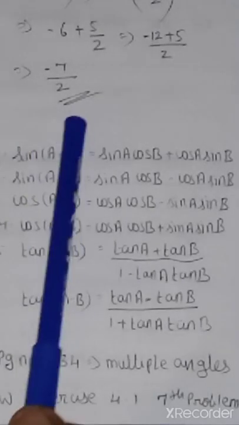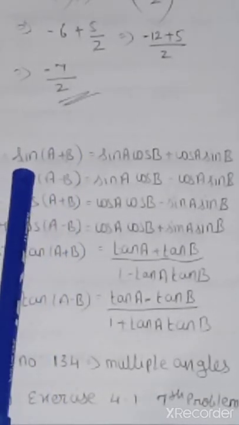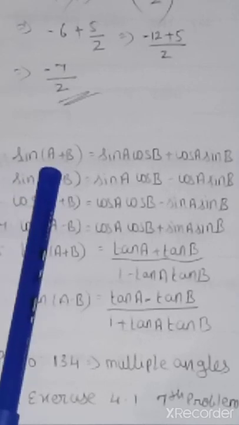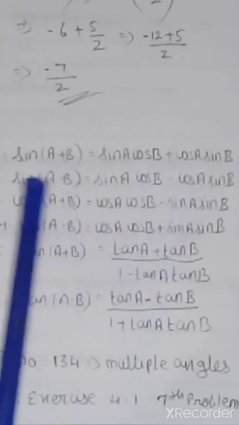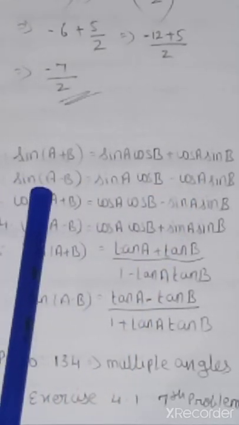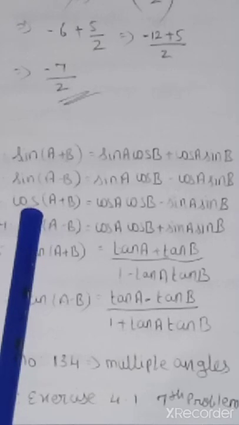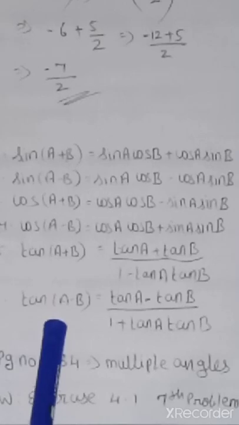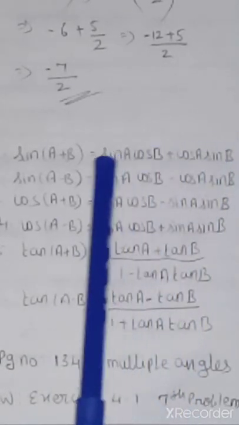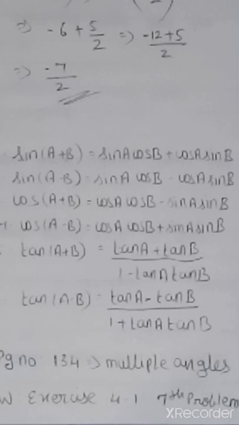So this one we have already taken. What is the formula? Sine (a plus b) equals sine a cos b plus cos a sine b. Similarly, we have the formulas for sine (a minus b), cos (a plus b), cos (a minus b), tan (a plus b) and tan (a minus b). Using these formulas only, we are going to do exercise 4.2, so just go through the formulas once again.